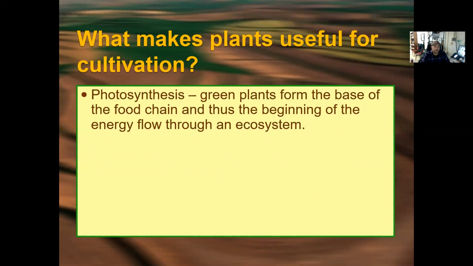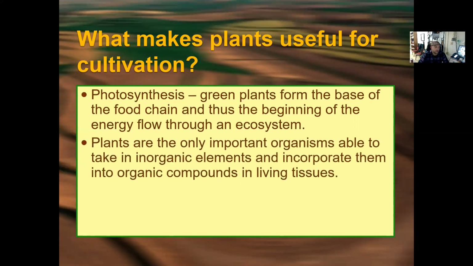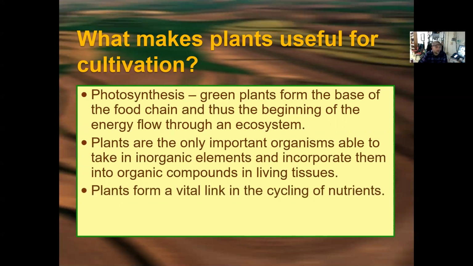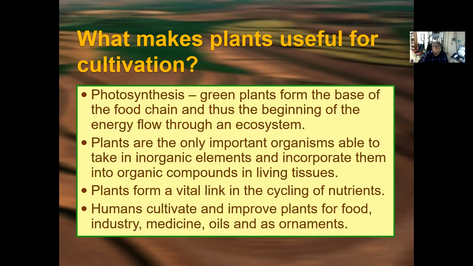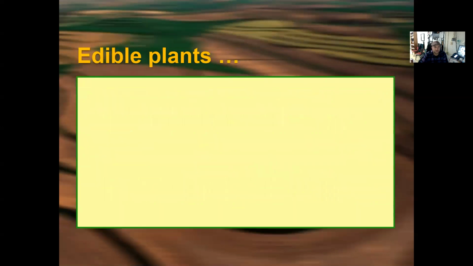So what makes plants useful for cultivation? Photosynthesis. This is when green plants form the base of the food chain and thus the beginning of the energy flow through an ecosystem. So photosynthesis is taking in light, turning that into the plant, and then making it grow. Plants are the only important organisms able to take in inorganic elements and incorporate them into organic compounds in living tissues. Plants form a vital link in the cycling of our nutrients, and humans cultivate and improve plants for food, industry, medicine, oils, and as ornaments.